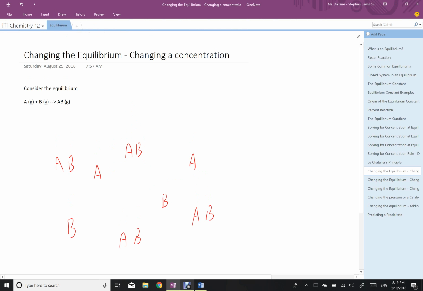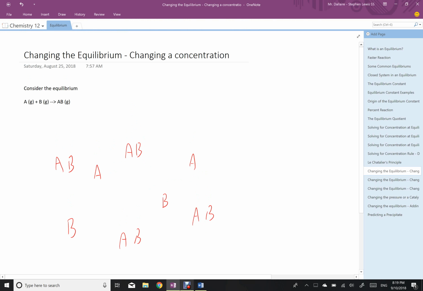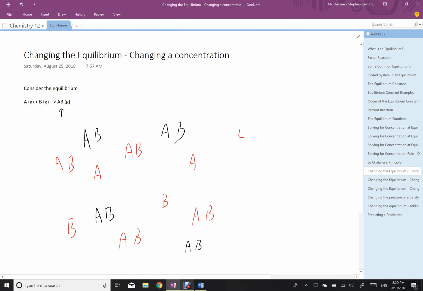Okay, now I want to imagine the change where I add a whole bunch of, let's say, AB to this mix. So now I'm going to add an AB here, an AB here, and an AB here. So those are my new species in my equilibrium. I'll add one more just to make the math a little easier. Where I used to have 4 ABs originally, by adding some AB to the mix, I added another 4, I'm up to 8.